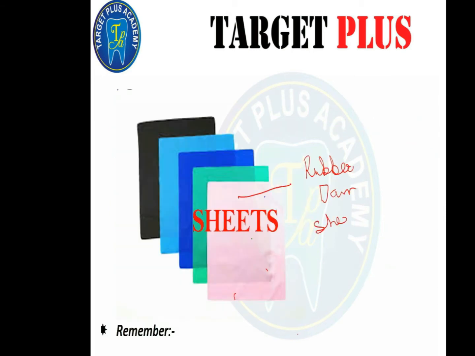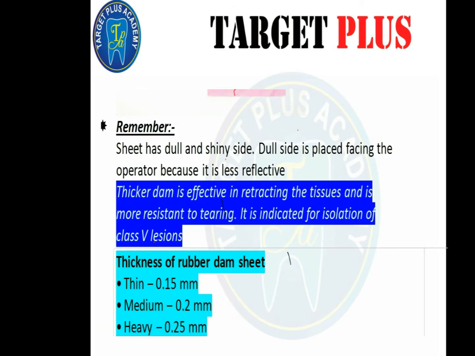Now remember, the sheet has a dull and a shiny surface. The dull surface is placed facing the operator. Now you can get another MCQ. The dull surface is placed facing the operator. The dull area is less reflective, whereas the shiny area is more reflective. So the dull side is placed facing the operator.